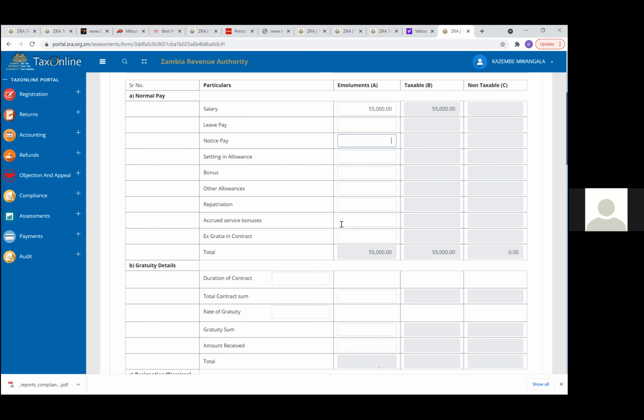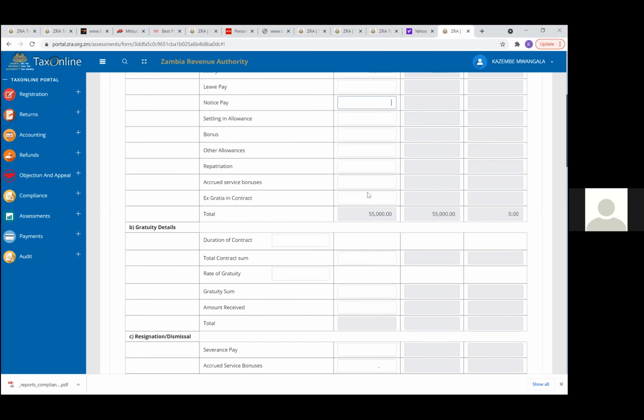So if this person had a transport allowance of 8,000, which they did not include on the application, an assessor, as they go through the documents, will realize that this person actually got a transport allowance for the year amounting to 8,000, and they include it in the assessment, and you see how the story can change from there.